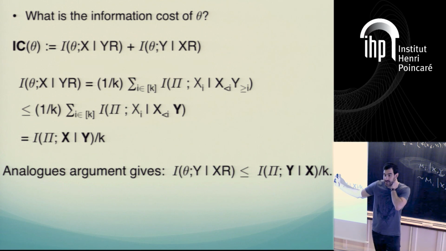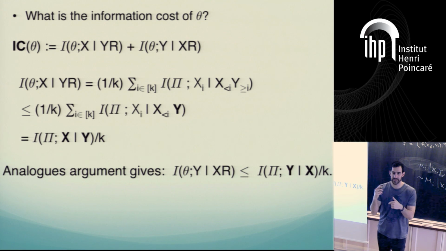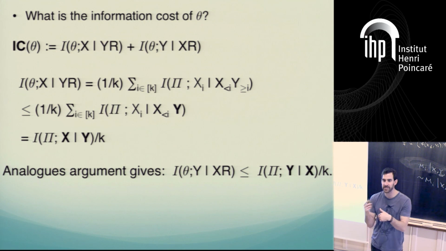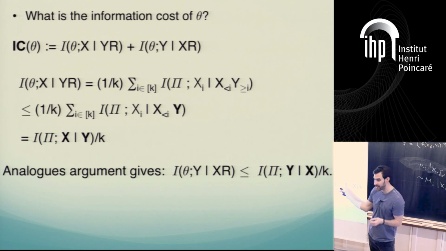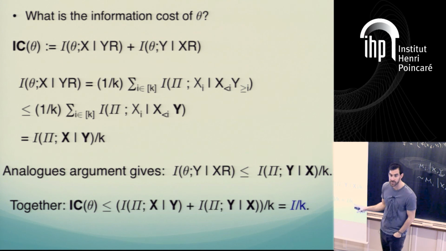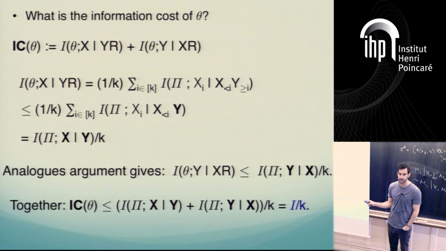And of course, an analogous argument applies: this sampling method was completely symmetric with respect to Alice and Bob, so just repeating it from Bob's perspective gives us the same for Bob. And this concludes our theorem.